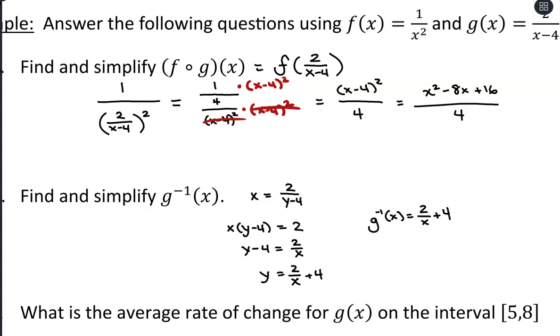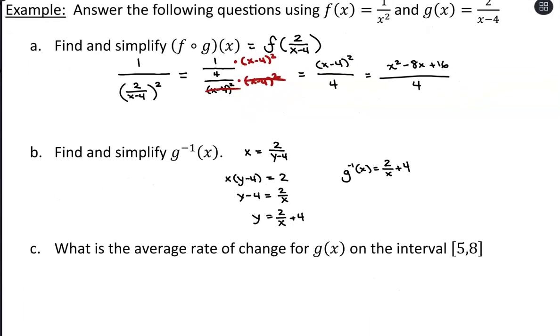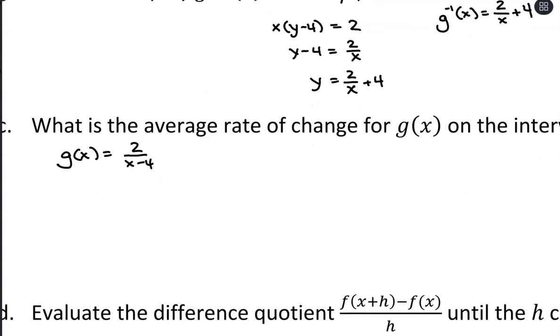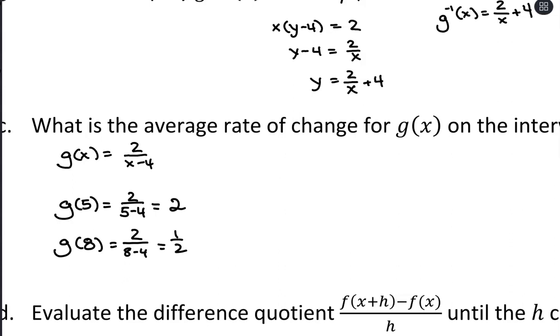Alrighty. Average rate of change, let me just write down, so g of x is 2 over x minus 4, and we're going to go from 5 to 8. So g of 5 is equal to 2 over 5 minus 4, which is 2 over 1. g of 8 is 2 over 8 minus 4, so 2 over 4, 1/2.